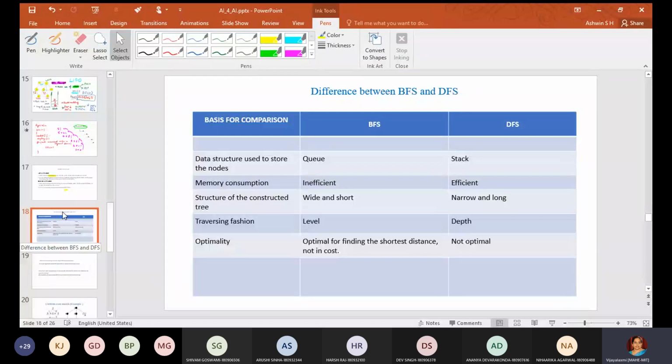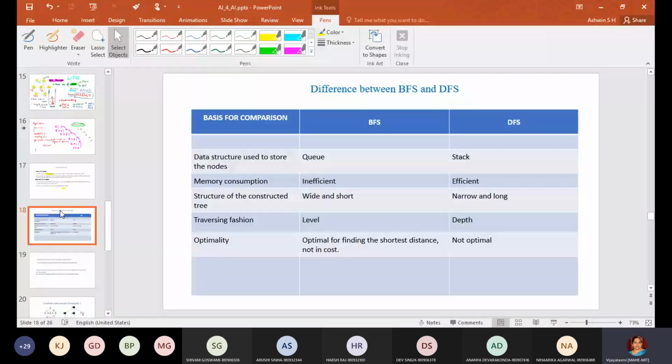What is the basic difference between BFS and DFS? I'll just summarize it. The data structure used in BFS is a queue, whereas in DFS it is a stack. Normal operation: when it is a queue we enqueue, and in case of a stack we push. Memory consumption in BFS is inefficient, whereas DFS is considered efficient. Structure of the constructed tree is wide and short in BFS, whereas in DFS it is narrow and long because you go deeper and deeper. Traversing fashion is level wise in BFS, whereas here it is depth wise.